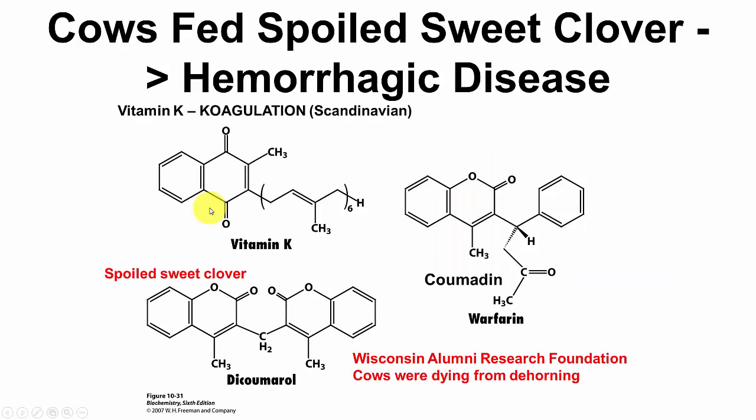The discovery of vitamin K occurred in Scandinavia where cows were fed spoiled sweet clover, and they tend to have a hemorrhagic disease. And so they were looking to see what is involved in that. And this sweet clover made this product called dicumarol. And later, the researchers at the University of Wisconsin developed this compound called Coumadin or Warfarin. They called it Warfarin. Warfarin stands for Wisconsin Alumni Research Foundation, Warfarin.